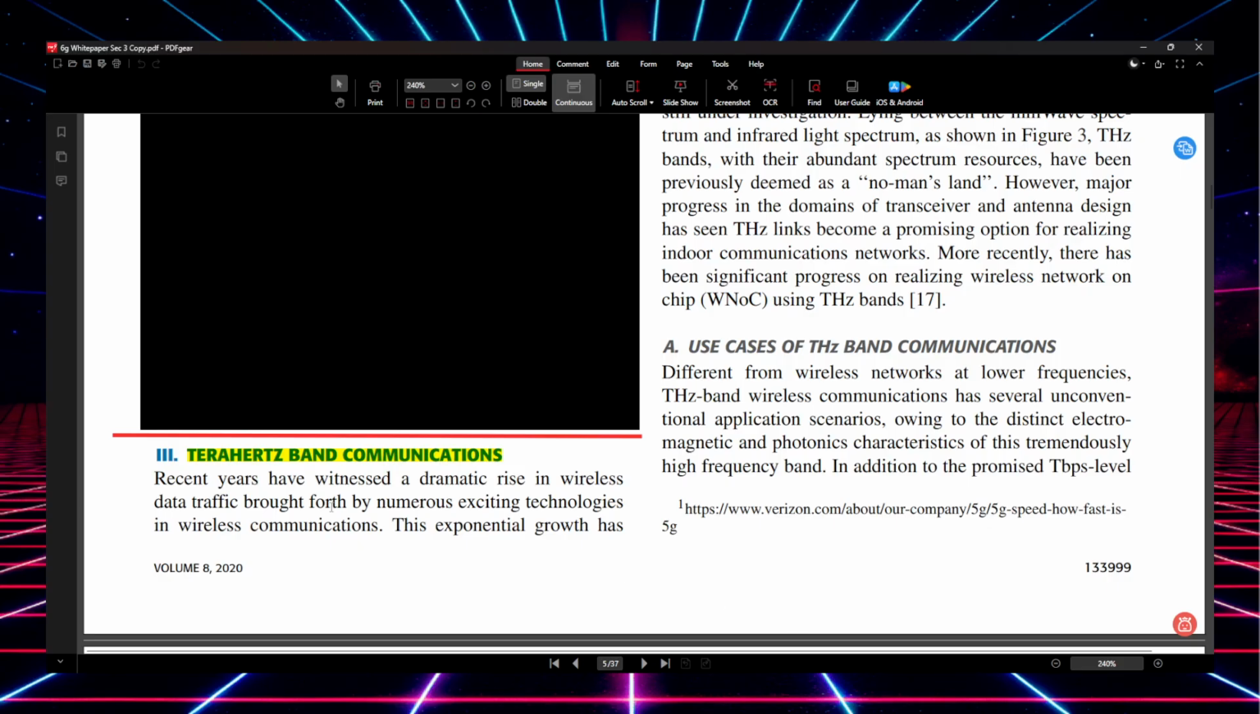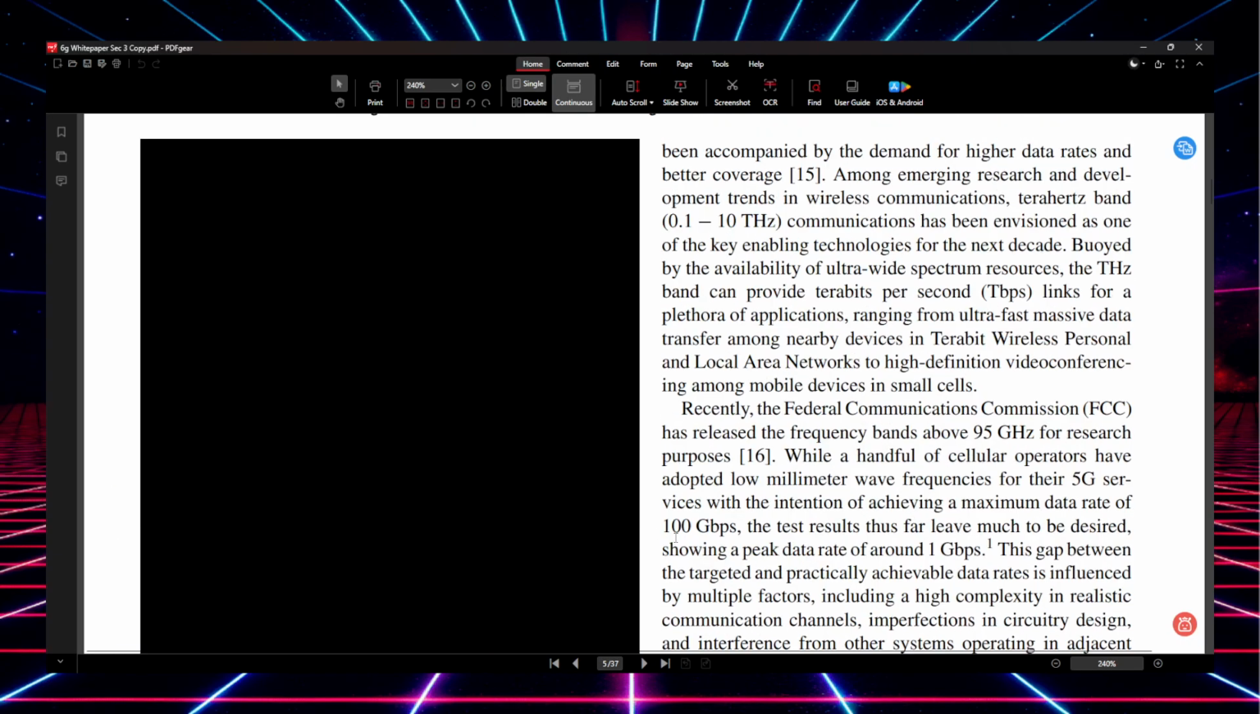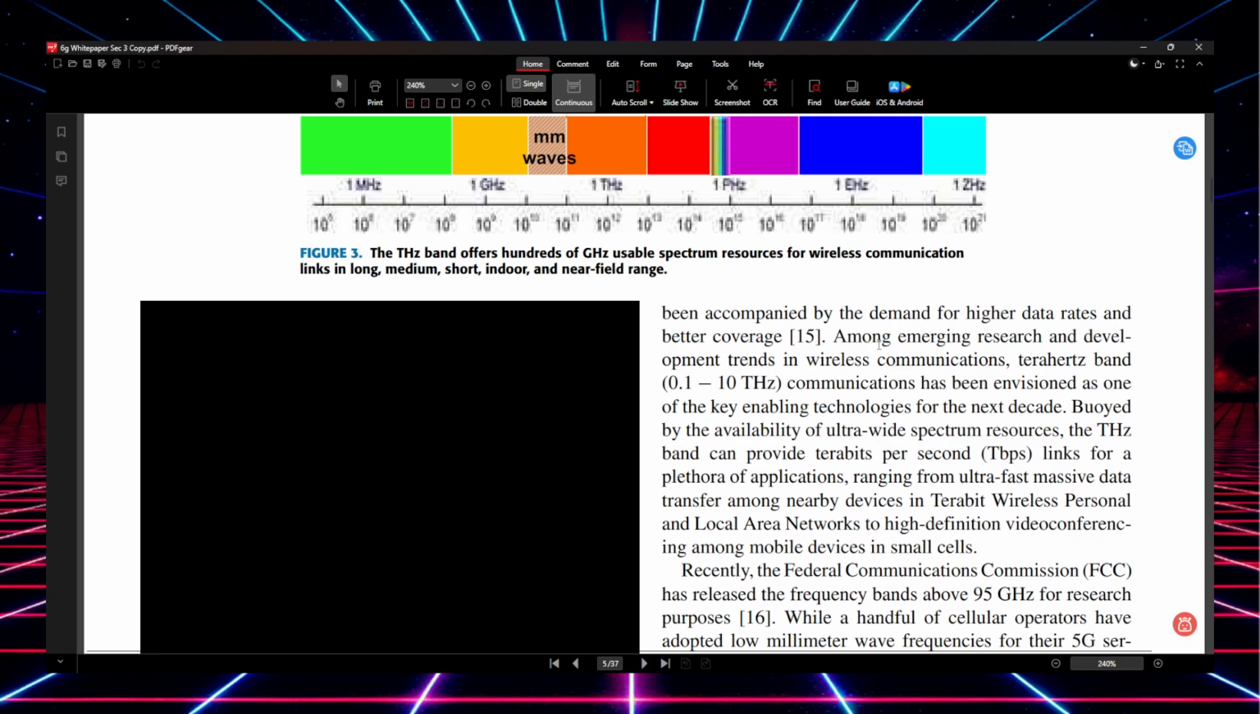We are going to begin right here. Recent years have witnessed a dramatic rise in wireless data traffic brought forth by numerous exciting technologies in wireless communications. This exponential growth has been accompanied by the demand for higher data rates and better coverage. Among emerging research and development trends in wireless communications, Terahertz Band, which is 0.1 through 10 terahertz.